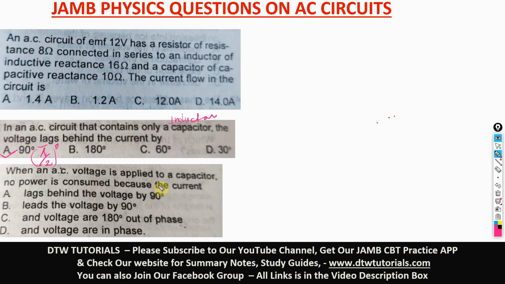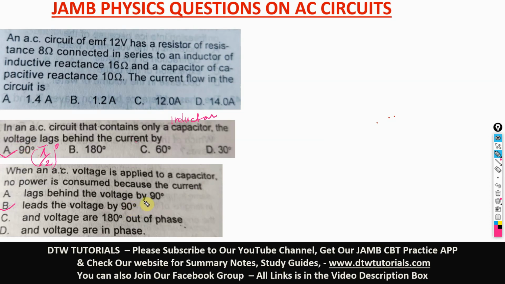So here it says because the current leads by 90 degrees. So here our option is what? Option B. It leads the voltage by the same angle, 90 degrees. For an inductor, the current lags behind the voltage by the same 90 degrees. Are you getting me? For an inductor.